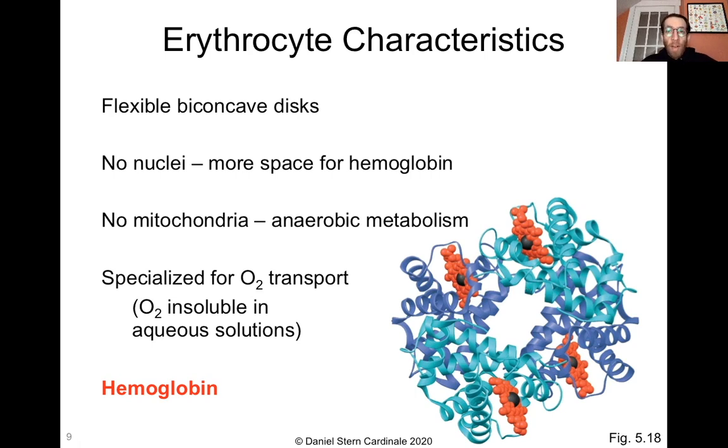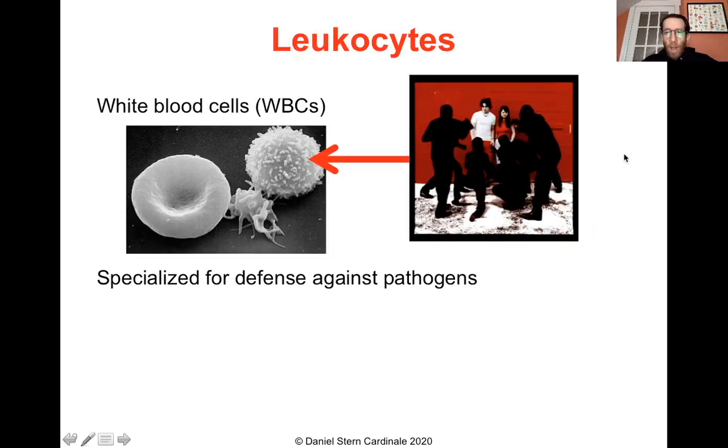And just to link this back to something we talked about a little while ago, this is why iron is an important micronutrient in your body. You need iron for your hemoglobin, which means an iron deficiency can lead to problems with oxygen transport in your blood. The second type of blood cell is white blood cells, or leukocytes.